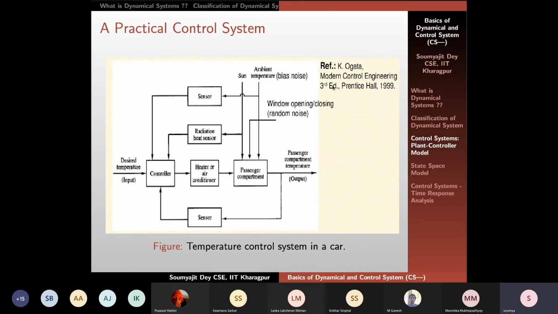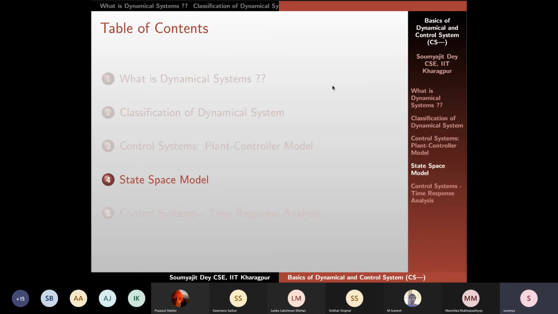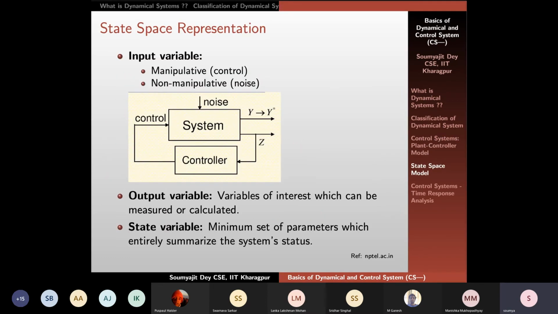There are again some examples which you can go through. Now we'll come to some more representations. Like we said, we need to fix a method to study control systems, and for that we will study what we call the state space representation. In the state space representation, we have some notion of input variable, output variable, and state variable.